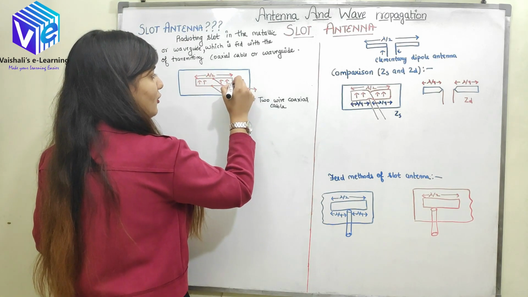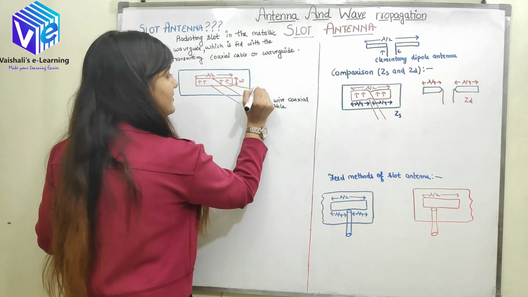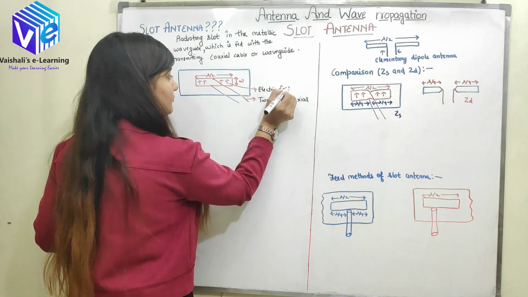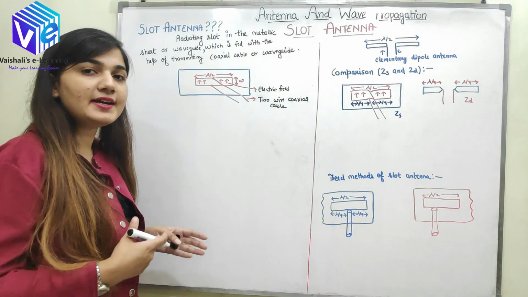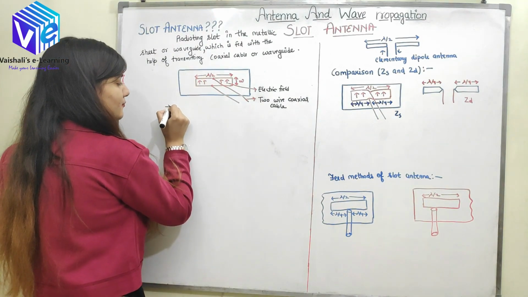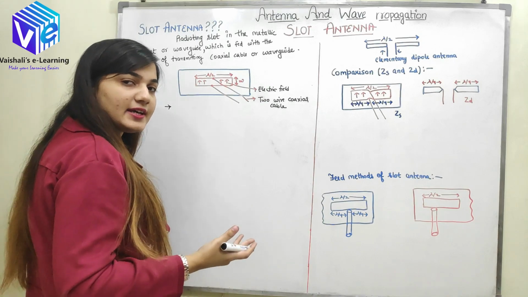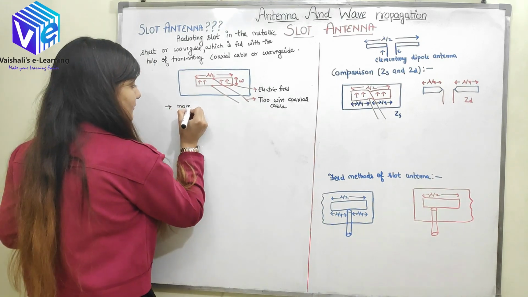Now the width of the slot is represented by W, the length is lambda by 2, and these arrows represent the electric field. So now I can say my slot antenna is acting like a radiating device. I can say the slot antenna is more of a transmitter type of antenna. So it is acting like a radiating device.